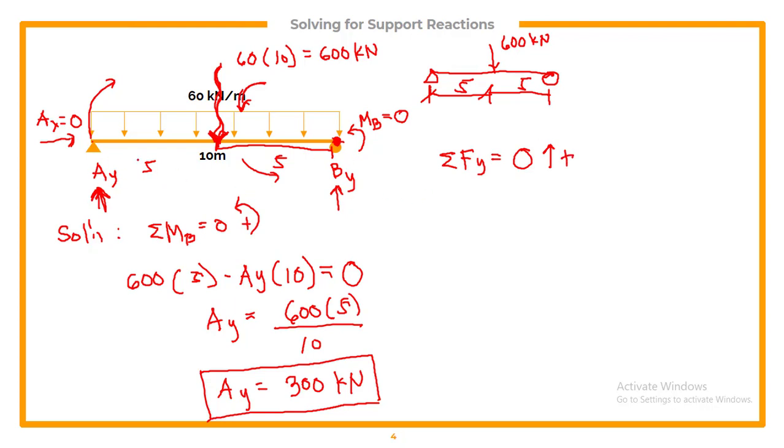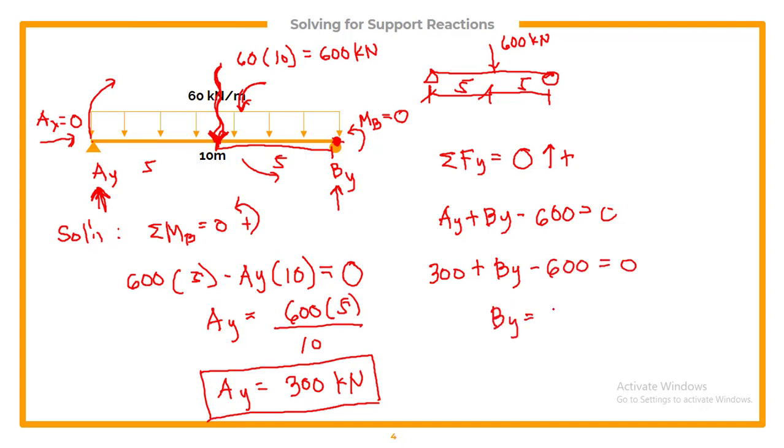So, ang moving upward is AY and BY. So, there are AY plus BY. Then, ang moving downward is kaning 600 na ito, 60 times 10. So, that is minus 600 is equals to 0. But since we already have the value of AY, which is 300, plus BY minus 600 is equals to 0. Then, therefore, we have BY is equals to 600 minus 300. BY is equals to 600 minus 300, we have 800.